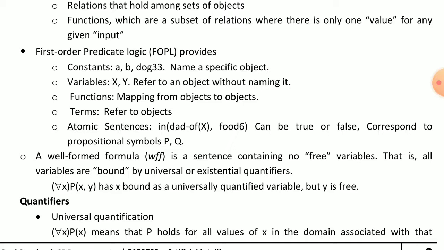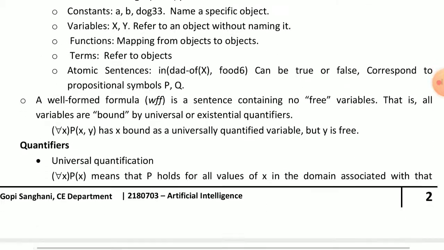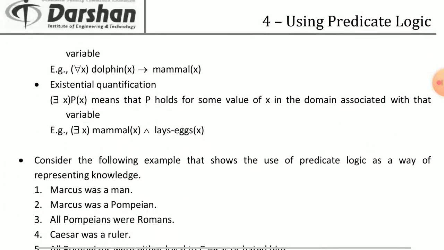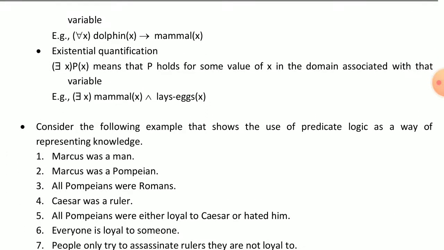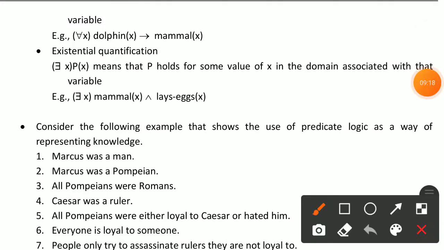What variables? Propositional symbol P variables. Now we can take one example. For every x, dolphin x implies mammal x. For all x we can consider all variables of x, and we can take two predicates, the first is dolphin and the second is mammal.